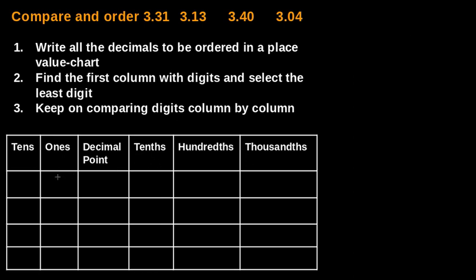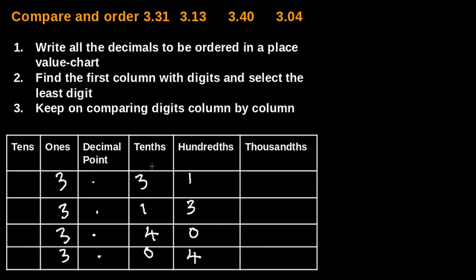We'll write our digits as usual. 3.31, 3.13, 3.40, which is the same thing as 3.4, and then 3.04. So find the first column with digits and select the least digit. The first column with digits will be the ones column, but in this case we have 3s all through. So we can't actually select anything here. We have to go to the next column, which is step 3.